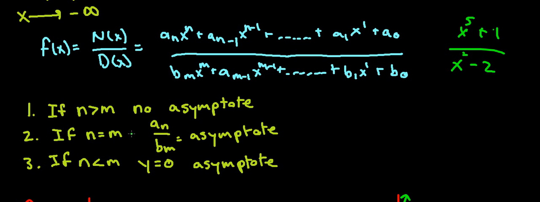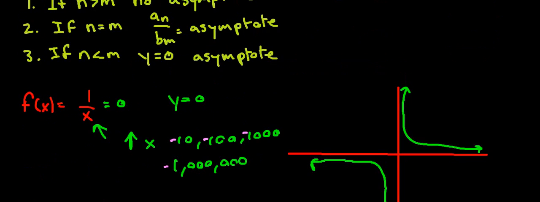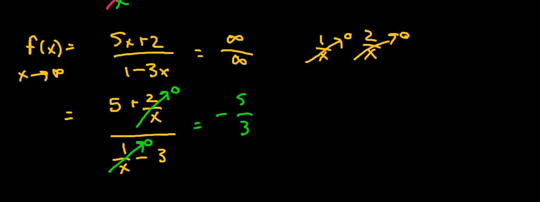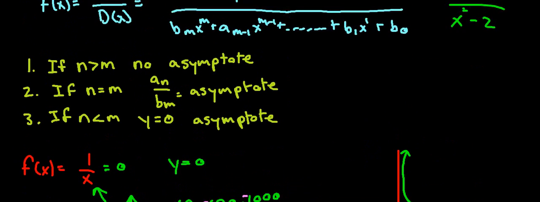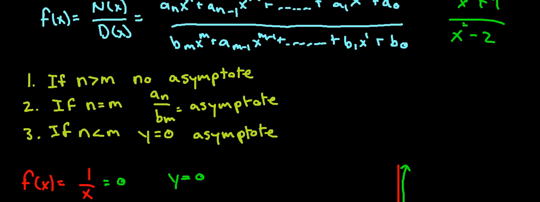If n is equal to m, like in the example we had below where we had two first order equations, see the largest power here is x to the first and the largest power in the denominator is x to the first as well. If we have two polynomials of the same power, then the asymptote is going to be the leading coefficient of the numerator divided by the leading coefficient of the denominator.